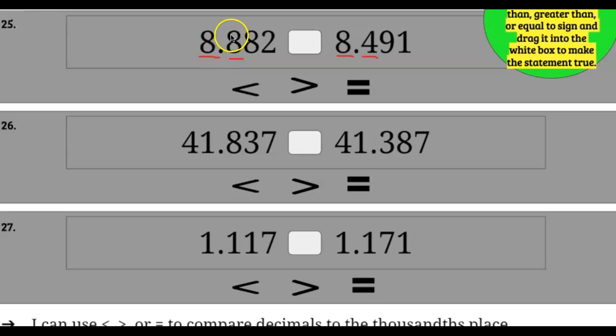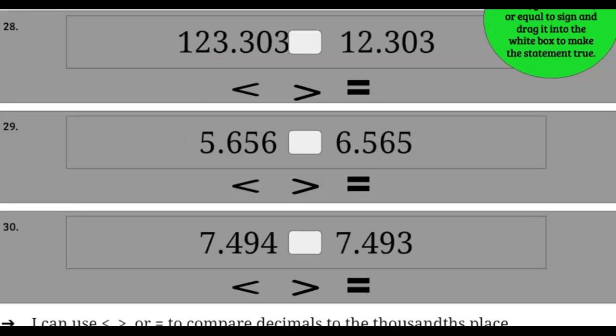So if 8 and 882 thousandths is my largest number, then my open mouth needs to point to it. I want the most. I want to get all the bigger value. And so this is the greater than symbol. 8 and 882 thousandths is greater than 8 and 491 thousandths. And that's all you do.